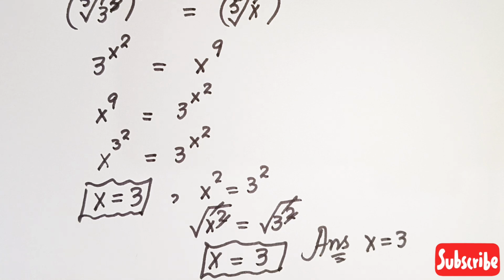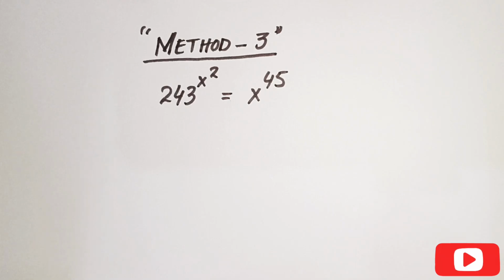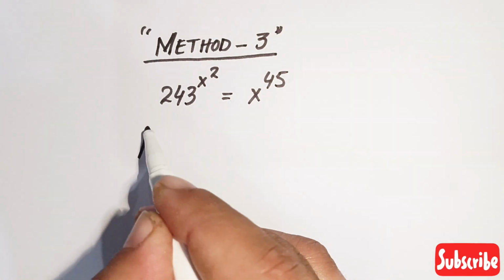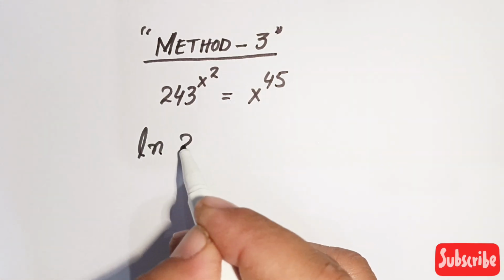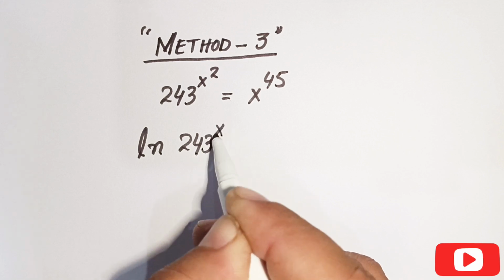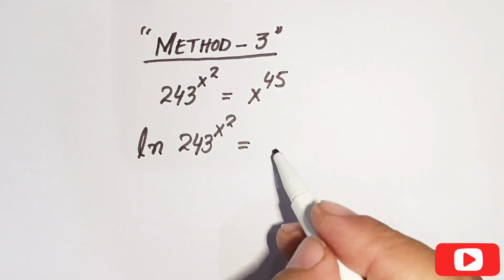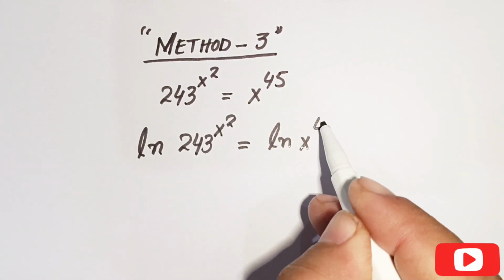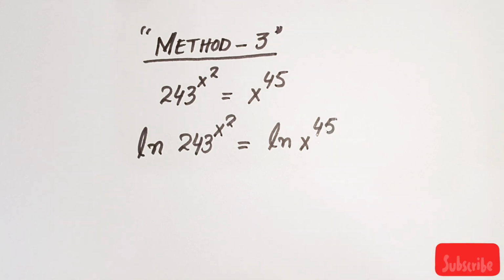Now solving the same problem by method number 3. According to method number 3, our problem is 243 to the power x squared is equal to x to the power 45. First of all, if we take natural log on both hand sides, natural log of 243 to the power x squared is equal to natural log of x to the power 45.